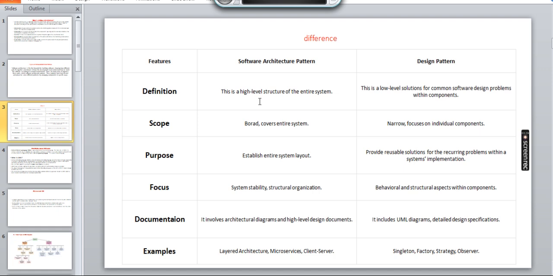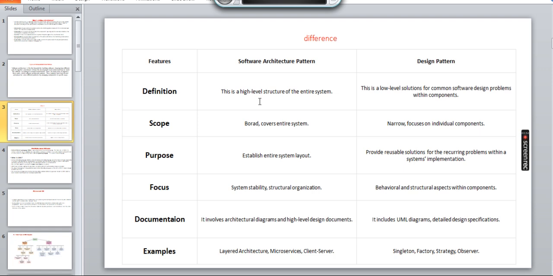Scope means software architecture covers the entire system, while design pattern focuses on individual components. Purpose: the software architecture pattern establishes the overall system layout, and the design pattern is a reusable solution to problems within the system implementation.